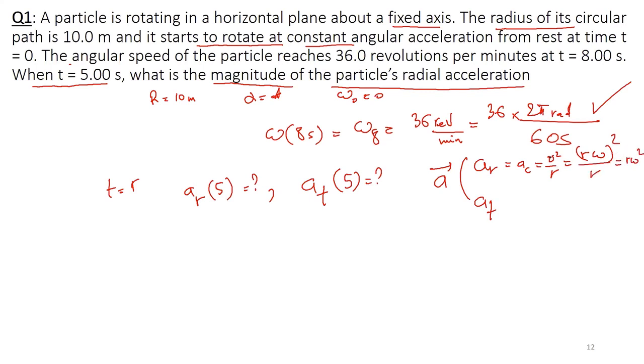So when I have a rotation, I will not say that the centripetal acceleration is v squared over r. I will say that the centripetal acceleration is r omega squared. It's the same, by the way. You just replace v by r omega, you simplify by r. So the radial component of my acceleration is r omega squared. And the tangential component of my acceleration is r alpha.